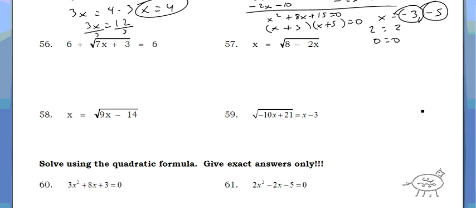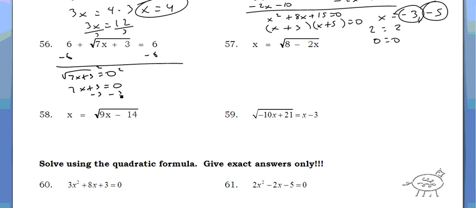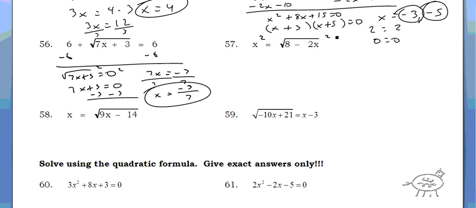Number 56. Okay, I'm going to move that 6 over first. So I get square root of 7x plus 3 equals 0. Square both sides. So 7x plus 3 equals 0, square root of 0. And then you just solve it. So subtract 3 from both sides. So 7x equals negative 3. Divide by 7. X equals negative 3/7.